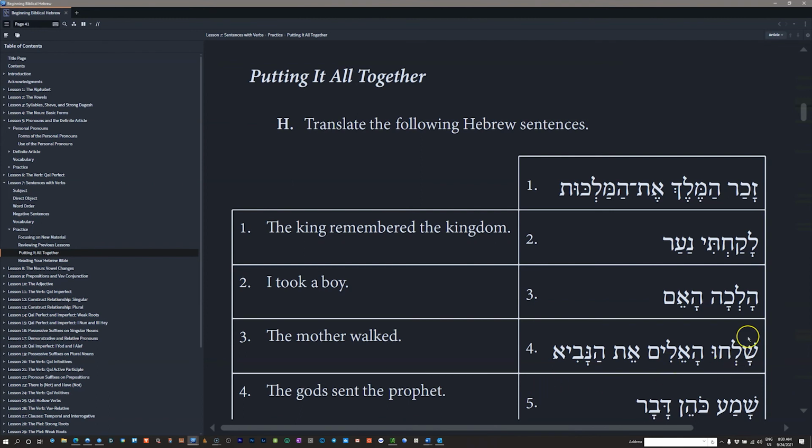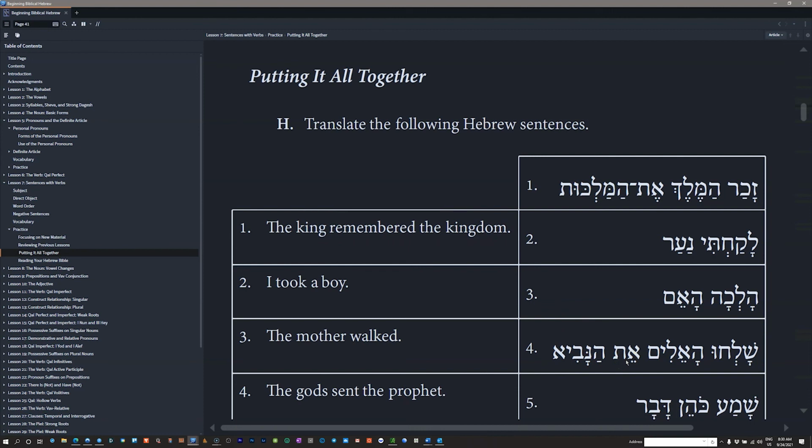All right. And so if we were to say they sent the gods, the prophets, actually in English, what that would mean, the gods wouldn't be the direct object. The gods would be the indirect object. We sent, parenthesis, we sent to the gods, the prophet. So that's like saying we sent the prophet to the gods.